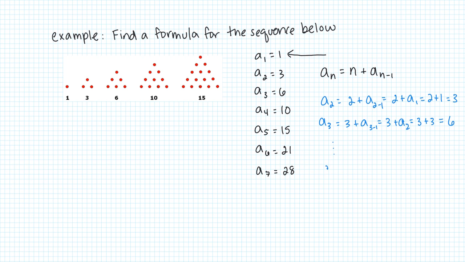Let's get down a bit here. A sub 7 is going to be 7 plus a sub 7 minus 1, which is really 7 plus the sixth term. The sixth term is 21, and 7 plus 21 is 28. So we did it. We found the recursively defined rule for this sequence. I should say, though, that part of this rule is that a sub 1 equals 1. You have to know the first term in order to give this rule.